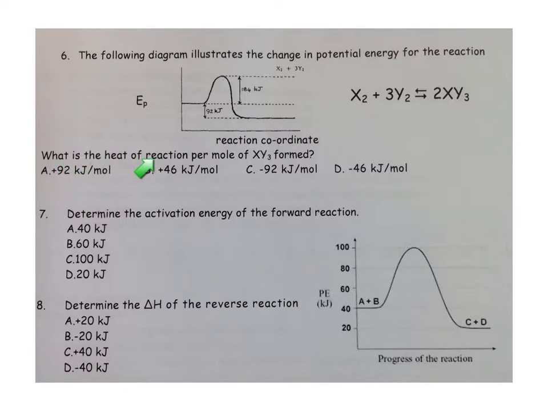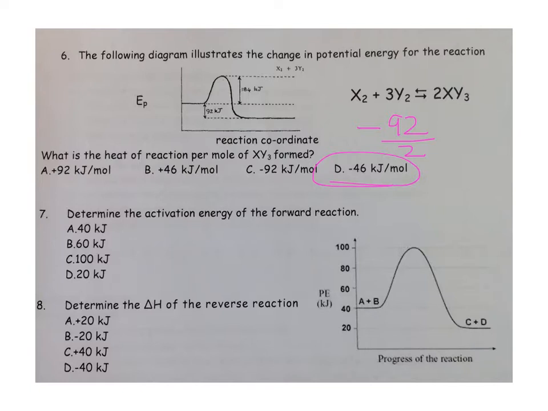What is the heat of the reaction, negative 92 kilojoules, per mole of XY3 formed? Here's the equation. And for every time that this reaction occurs, I actually make 2 moles of XY3. So I now need to take 92 and divide it by 2, and I end up with negative 46 kilojoules per mole. That is a higher order thinking question and quite unusual, but worth stretching your brain over.